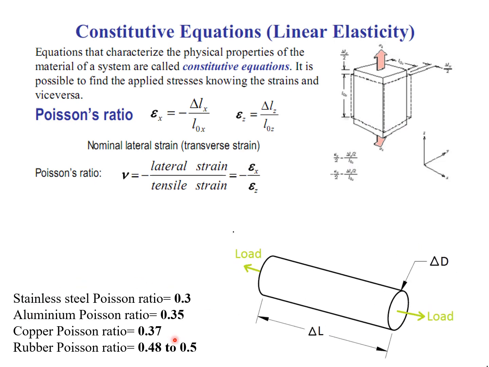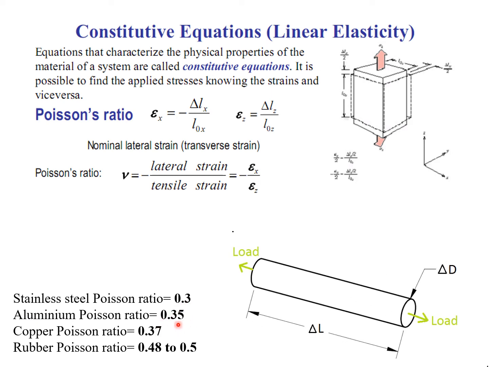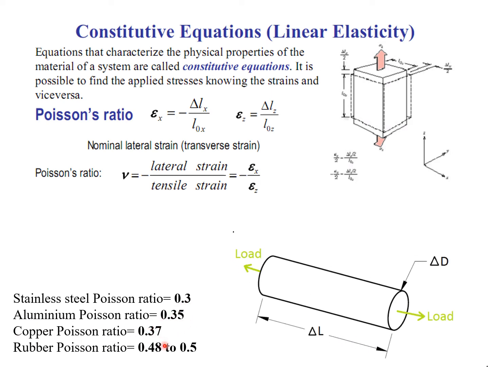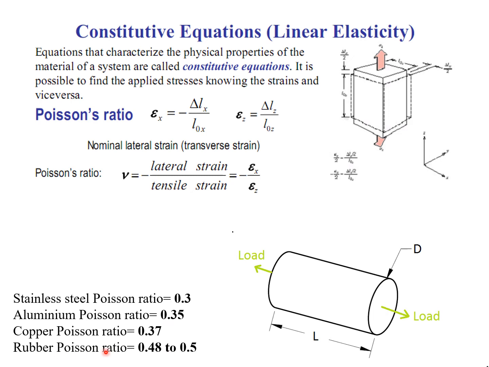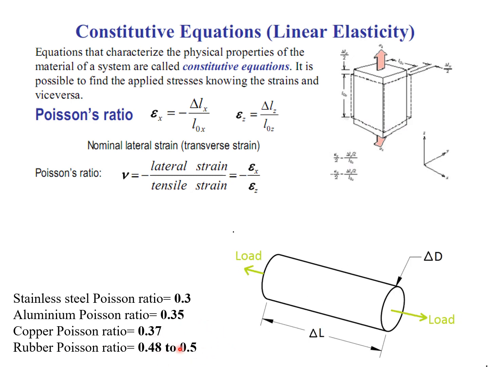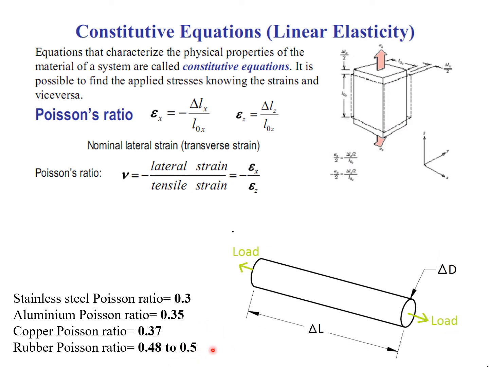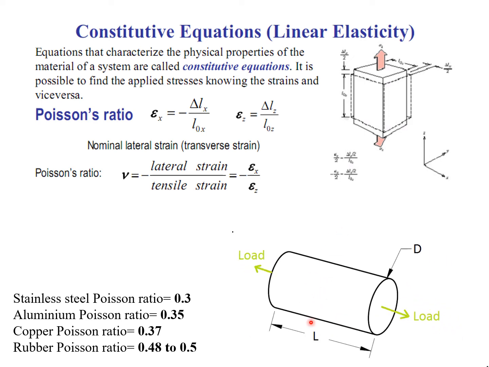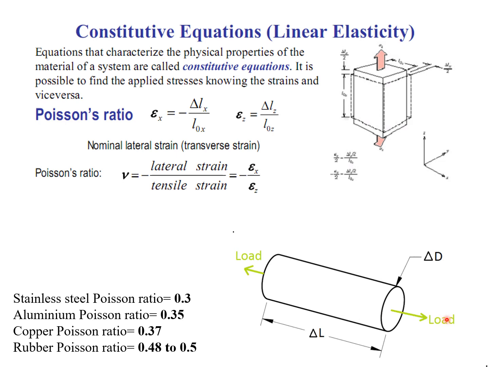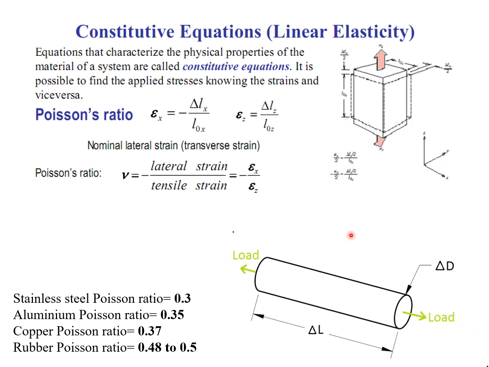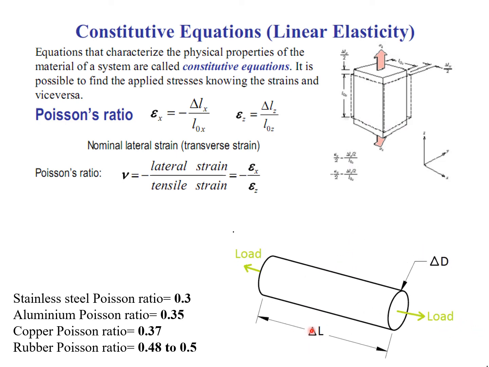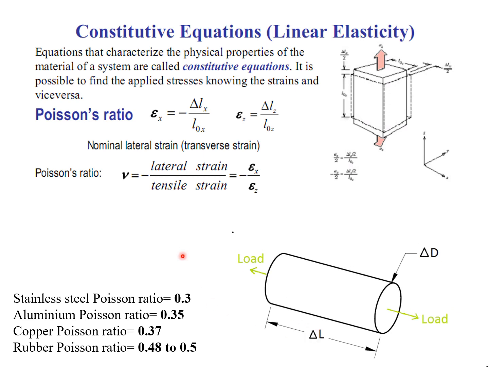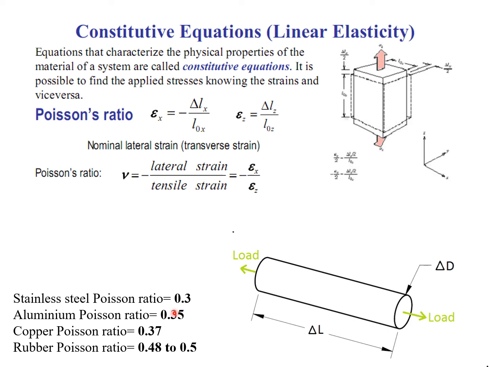For example, aluminium's Poisson's ratio is 0.35, copper's Poisson's ratio is 0.37, and rubber's Poisson's ratio is 0.5. So ultimately, you can imagine for rubber, when we stretch a rubber, the change in this direction is higher. For example, 1 millimeter strain in this direction gives 0.5 millimeter, which is quite significant, in the lateral direction. So the stiffer the material, the lesser its Poisson's ratio.